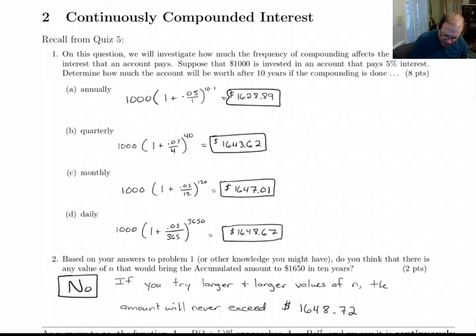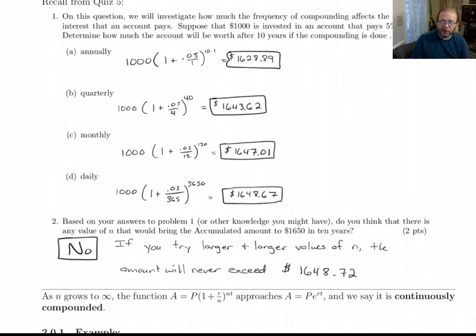And so problem 2, I ask, based on your answers to problem 1 and other knowledge you might have, do you think there's any value of n that would bring the accumulated amount to 1650 in 10 years? Because this is getting close to 1650. Everybody got this right. The answer is no. If you try larger and larger values of n, the amount will never exceed this amount here. One person on the quiz even compounded it by the minute, and their amount might have been a penny less or something, but after a while compounding more frequently doesn't help.